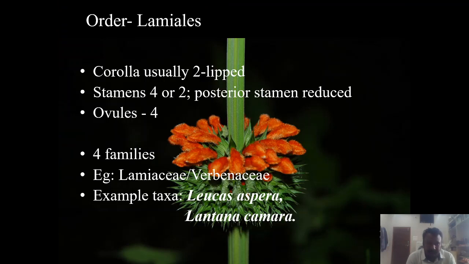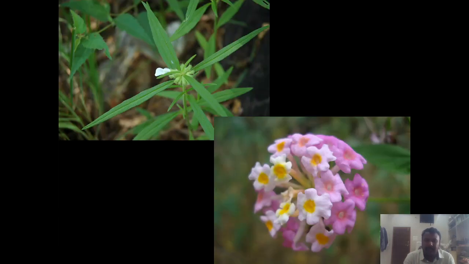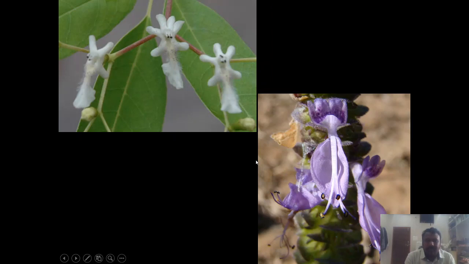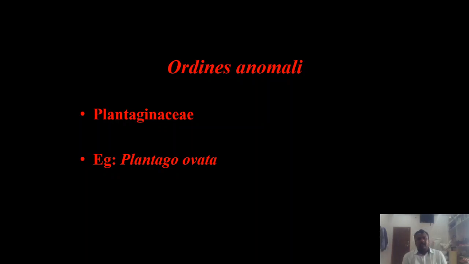Lamiales. Corolla usually 2-lipped, stamens 4 or 2, posterior stamens reduced, ovules 4. 4 families were recognized. 2 of the examples here, Lamiaceae and Verbenaceae. Example taxa Leucas aspera and Lantana camara. You can see here Leucas aspera and then Lantana camara. Another one is Vitex, another one is Plectranthus. Again, one family here, Plantaginaceae, that is under Plantaginales. Plantago ovata.